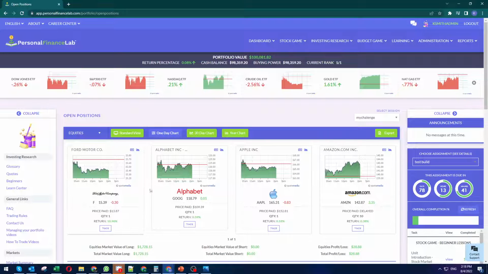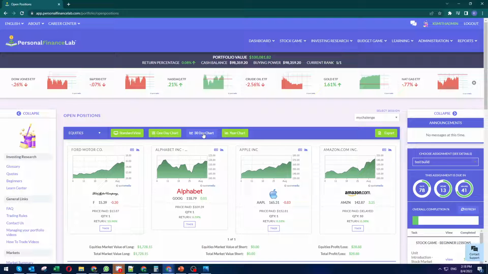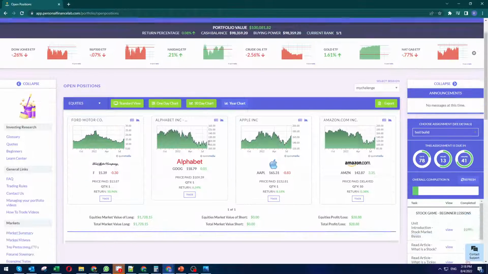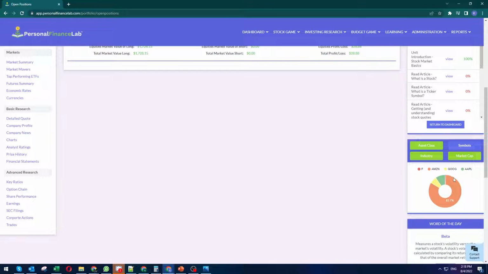So what have these stocks done for the last day? And these are color-coded. They're going to be green if I'm making money on the stock. They're going to be red if I'm losing money on the stock. So I can see at a glance where I'm making and losing money. 30-day charts for the last month and year chart for the last 12 months. I also have a pie chart showing my portfolio breakdown by the symbols, the types of industries that I'm invested in, how big are the companies I'm investing in, all kinds of things like that.